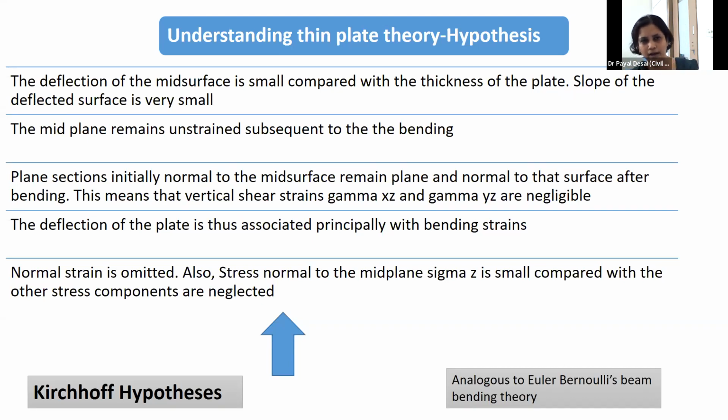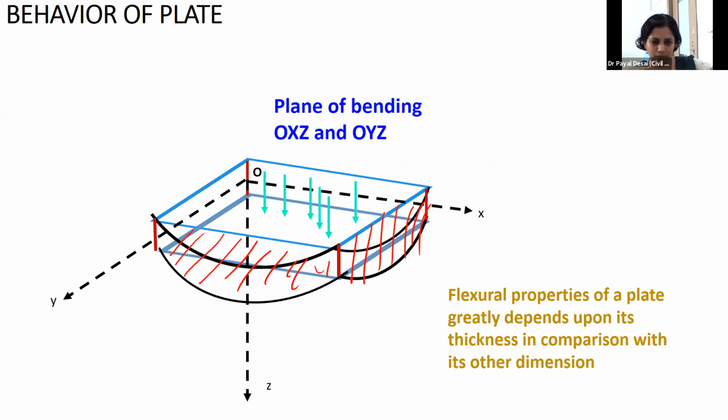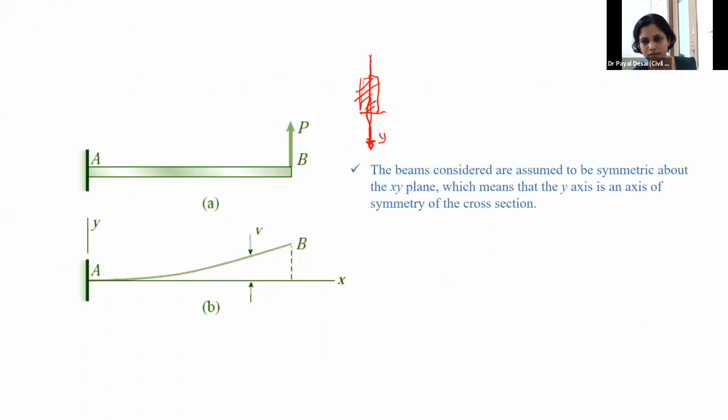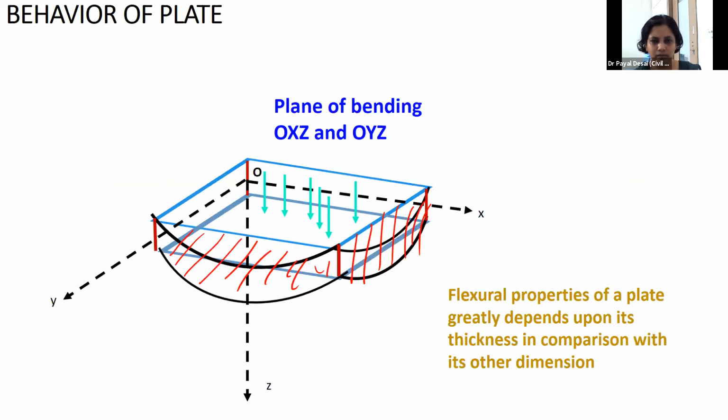Now again and again I'm using the word mid surface because you have seen in case of beam we are analyzing only lines, and in case of plate we will be analyzing only the mid surface, and we will see how this phenomenon we can correlate with the assumptions of the beam theory. Then the mid plane remains unstrained subsequent to the bending. The meaning of this is the middle plane does not deform, and this assumption is very analogous to the beam.